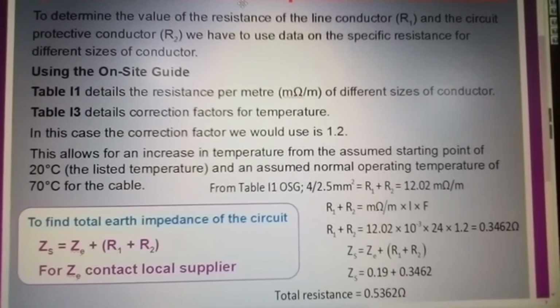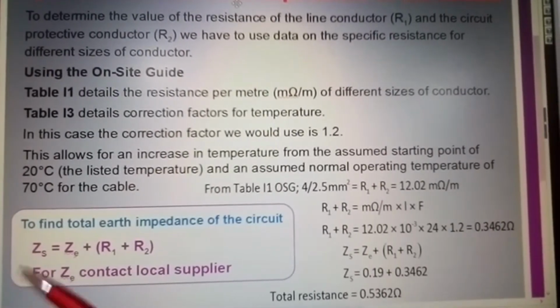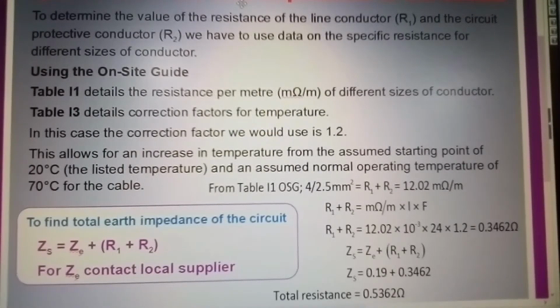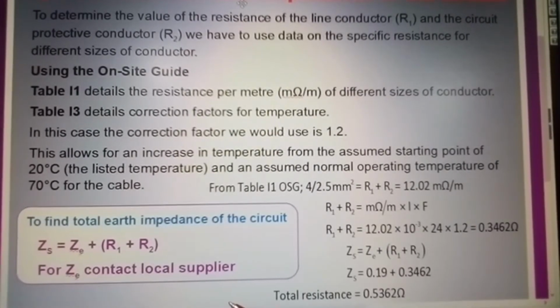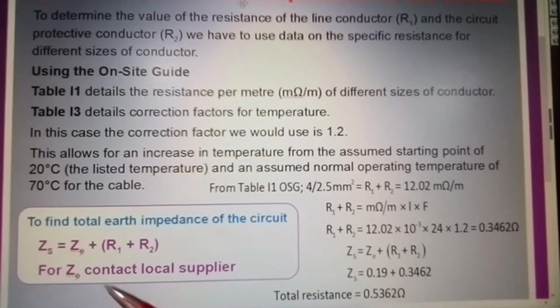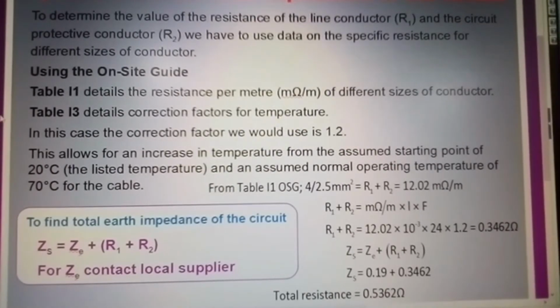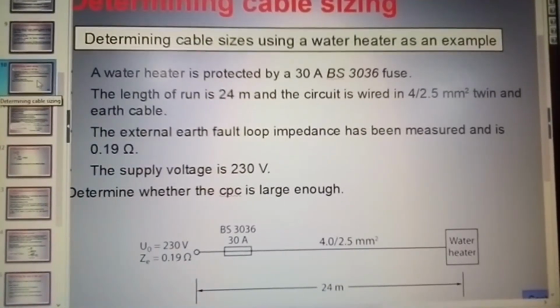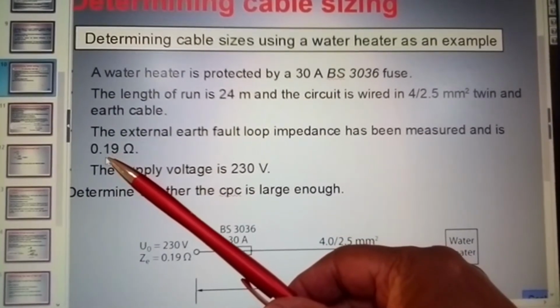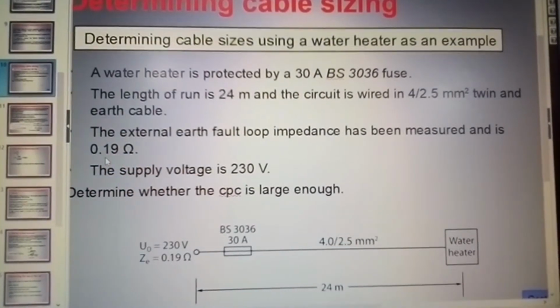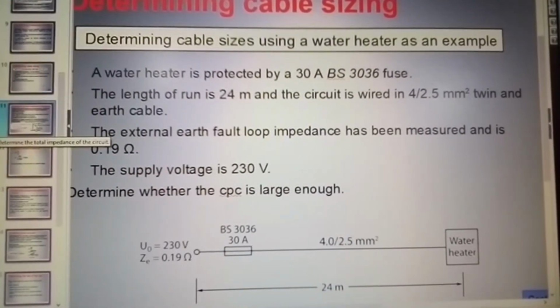To find the total earth impedance of the circuit, ZS equals ZE plus R1 plus R2. For ZE, contact local supplier. Okay? But we've been given ZE already, because in the previous question, when we go back to it, it told us where that ZE was. Let me just make sure that I've got the right one. It told us that ZE was 0.19, and here's 0.19. So we know what ZE is. The external fault loop impedance has been measured and is 0.19.